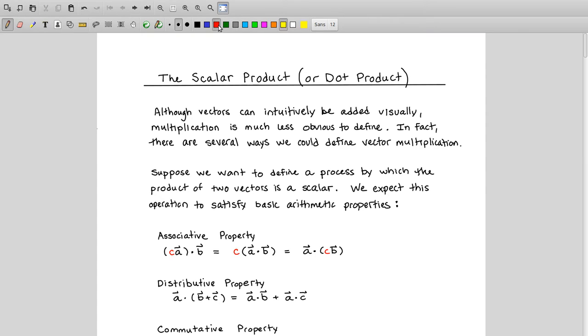The goal is to define a way of multiplying vectors together that gives us a scalar. And instead of just giving you the definition, like many books, let's spend 5 minutes or so walking through an outline that shows where the definition comes from.